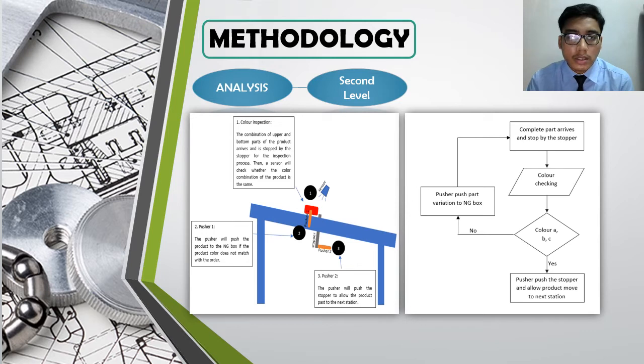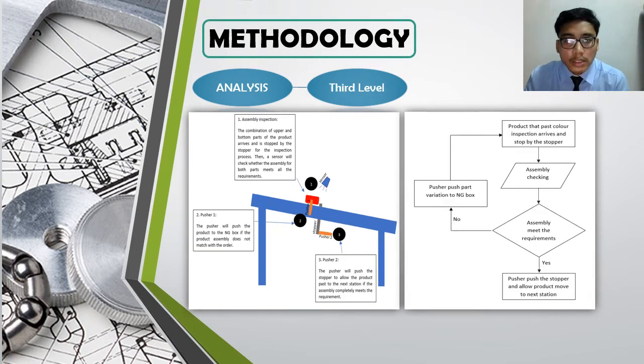Now we go on to the second level. The mechanism of the second level is still the same as the first level. The combination of the upper and bottom part of the product will arrive and be stopped by the stopper, and on the side, the pusher will push the product if the product is rejected, and the pusher on the bottom will push the stopper to allow the product to pass to the next station if the product meets all the requirements. As we can see, the flowchart for the first level and second level is still the same. They will do a color check for the inspection process.